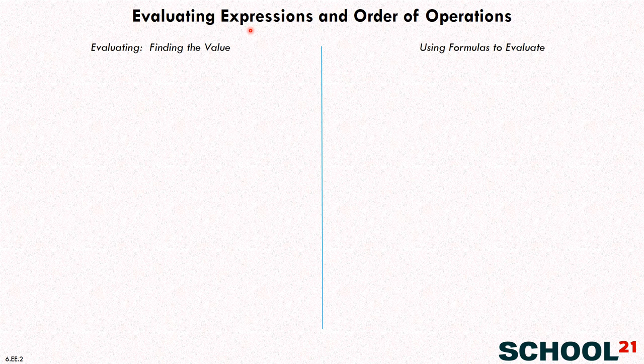Okay, we are here with Daisy to talk about evaluating expressions, and we're going to use order of operations to do that. Ready to go, Daisy? Mm-hmm. Okay, cool. So first let's talk about evaluating, and that's just a fancy word for finding the value. So let's go ahead and look at an example.